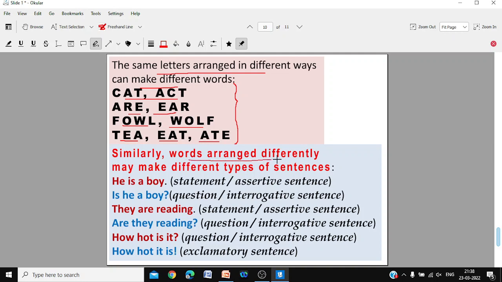Similarly, words arranged differently could make different types of sentences. He is a boy. This is a statement. Is he a boy? The same words, but in different order. That is a question. They are reading. Statement. Are they reading? Question. The same words in different order. How hot is it? It's a question. How hot it is! It's an exclamatory sentence. So the order of words is important.